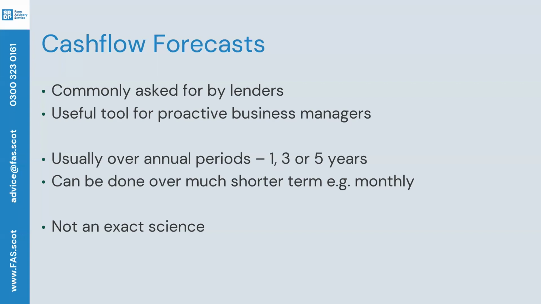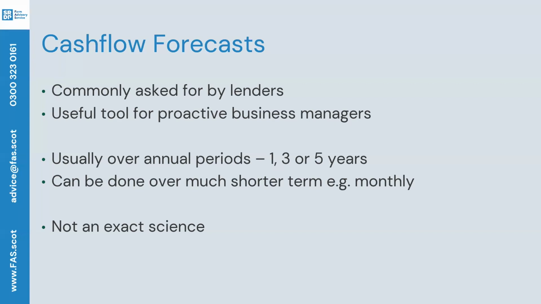Generally speaking, we create a cash flow forecast on an annual basis, a 1 year cash flow forecast, a 3 year, a 5 year, it depends on your situation. The bigger the sums of money that you're looking to borrow, the more thorough and the longer these forecasts will need to go into the future. A 3 year forecast would be quite typical for a bank loan application.